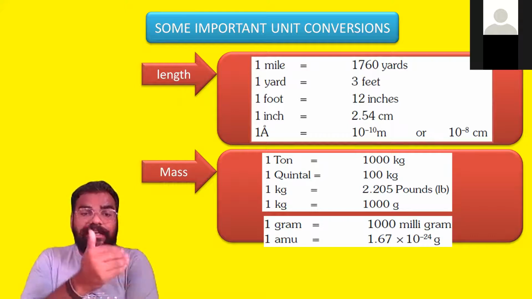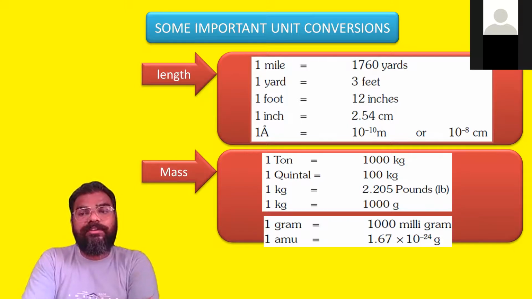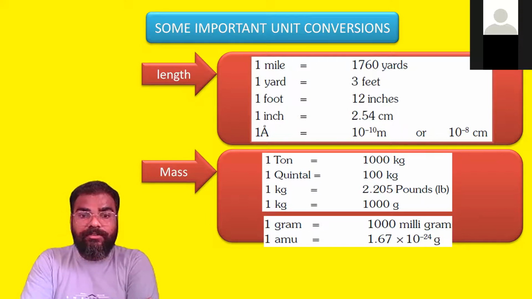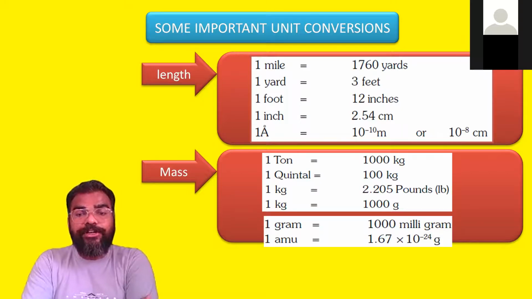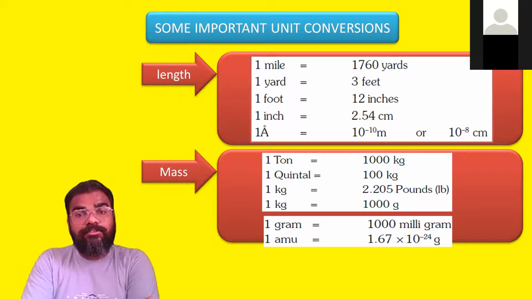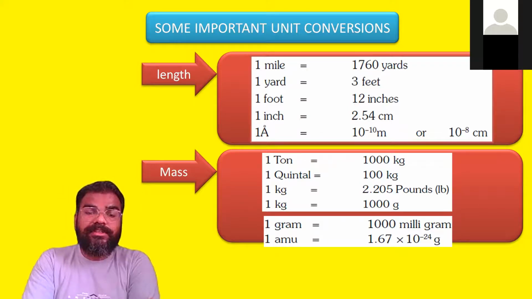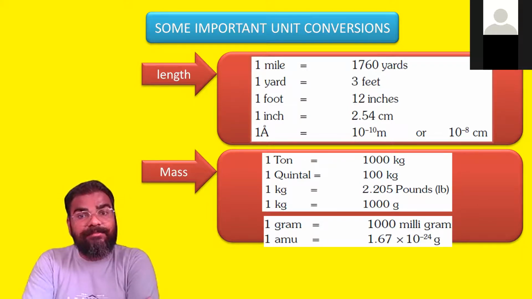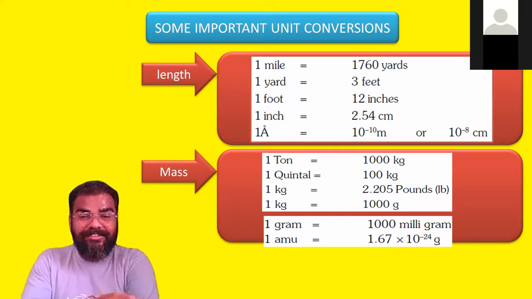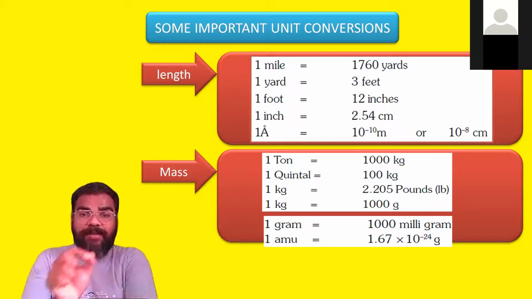Then the next one, that is mass. So 1 ton is equal to 1000 kilogram, 1 quintal is equal to 100 kilogram. Then 1 kg is equal to 2.205 pounds. 1 kg is equal to 1000 gram also you can write. Then 1 gram is equal to 1000 milligram, mg. मैग्नीशियम वाला mg नहीं है भाई, मिलीग्राम का mg. Then 1 AMU is equal to 1.67 into 10⁻²⁴ gram.